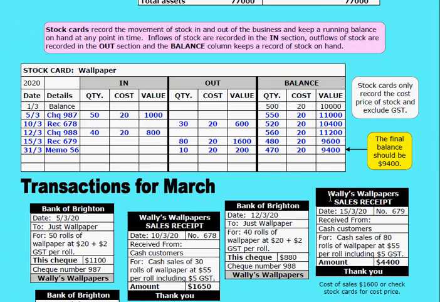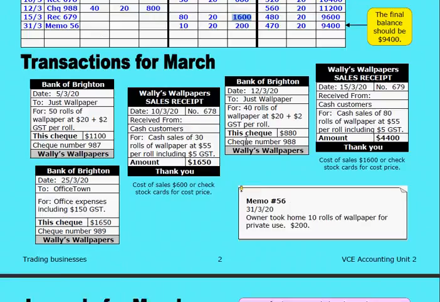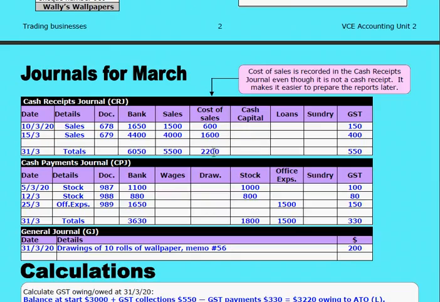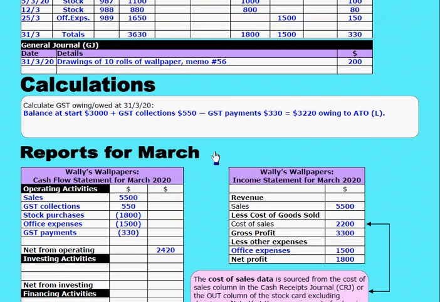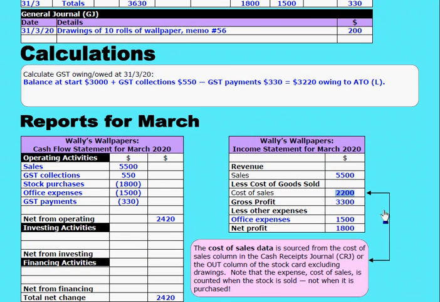If we go way up to the stock cards and we add $600, that was the first sale, to the second sale, $1,600, we get $2,200 as well. That third one is not a sale, that's drawings of stock. So there was only two sales. $600 was the cost of sales for the first one, $1,600 for the second one, so $2,200 is the total cost of sales. That figure is also available there, and of course it goes into the income statement there.